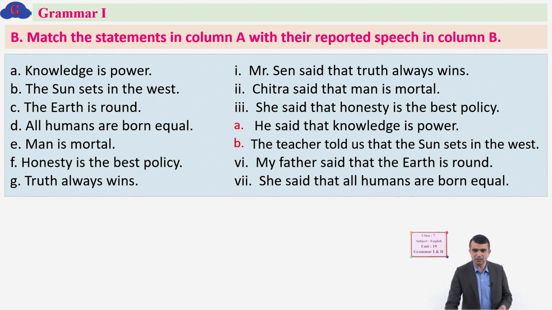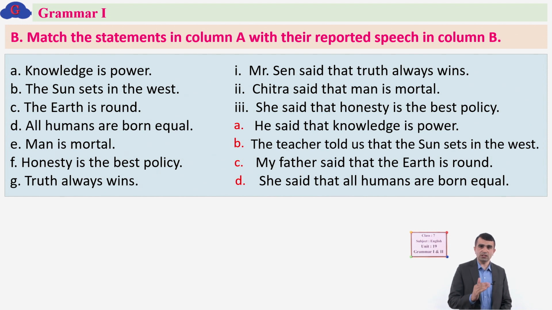Okay? But I have written here the numbers. Got it? Now third statement, the earth is round. Match it. Good. Okay, that is, my father said that the earth is round. Next, well, man is mortal. She said that, statement D, all humans are born equal. That is, she said that all humans are born equal.